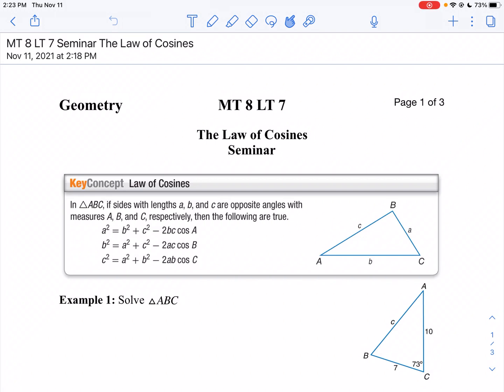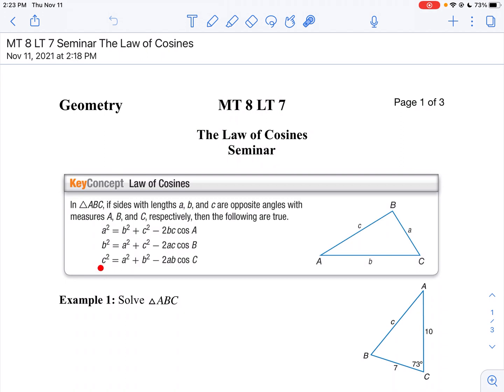Hello, in this lesson, I want you to use the law of cosines to solve triangles. I want you to choose the method to solve triangles. Our first vocabulary word is law of cosines. Another way to solve an oblique triangle is what's called the law of cosines.